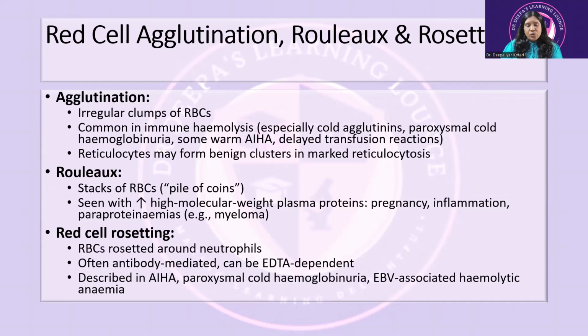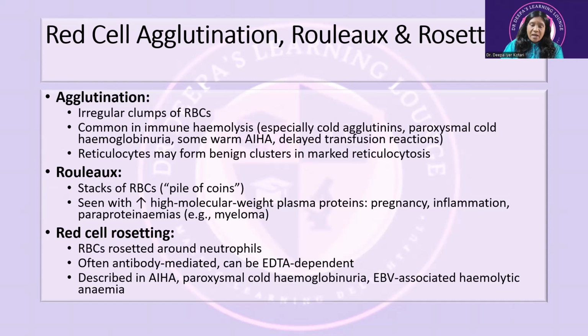RBC rosetting is something that happens when the RBCs cluster around the neutrophil. That is also something that you might see. It is not an artifact per se. When the RBC is rosetting around the neutrophils, it's pretty rare, but it is very striking, just like you see platelet clustering around the cells in EDTA artifact. Similarly, sometimes you do see RBCs clustering around the neutrophils and the entire smear will be filled with those cells.